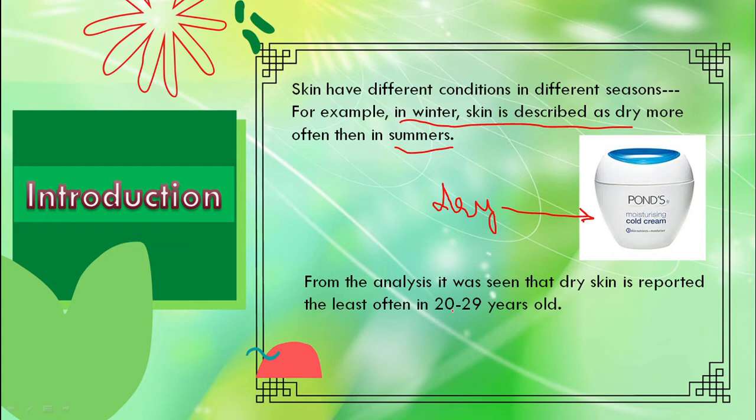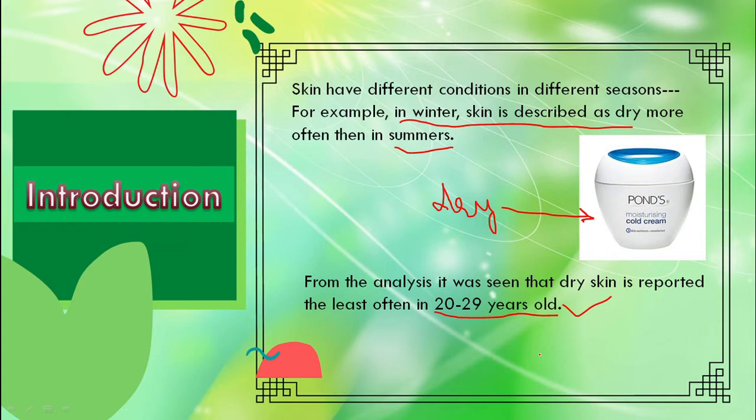The second factor, which is the second most important, is age. From the analysis of age groups, from 0 to 50 onwards, it was seen that dry skin is reported least often in 20 to 29 year olds. So during that time, your skincare routine is not that important, but you have to follow a skincare routine to maintain the structure of your skin through your lifetime.